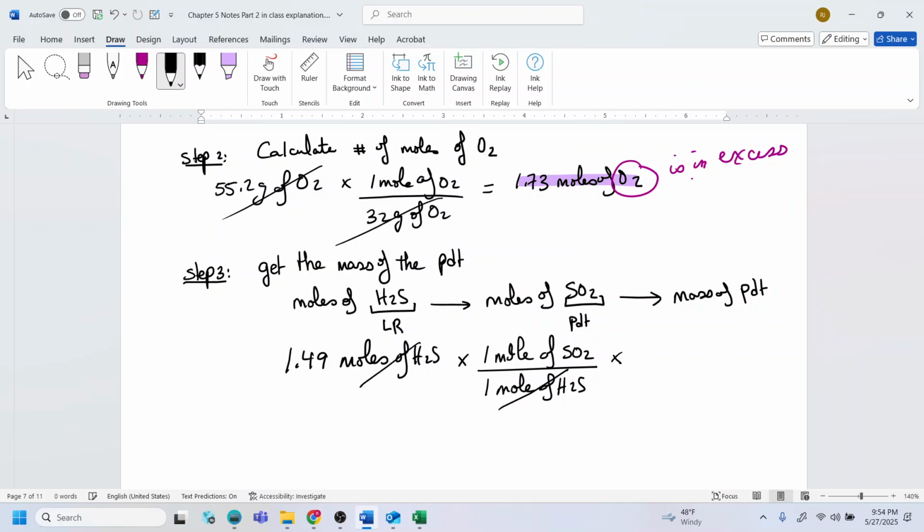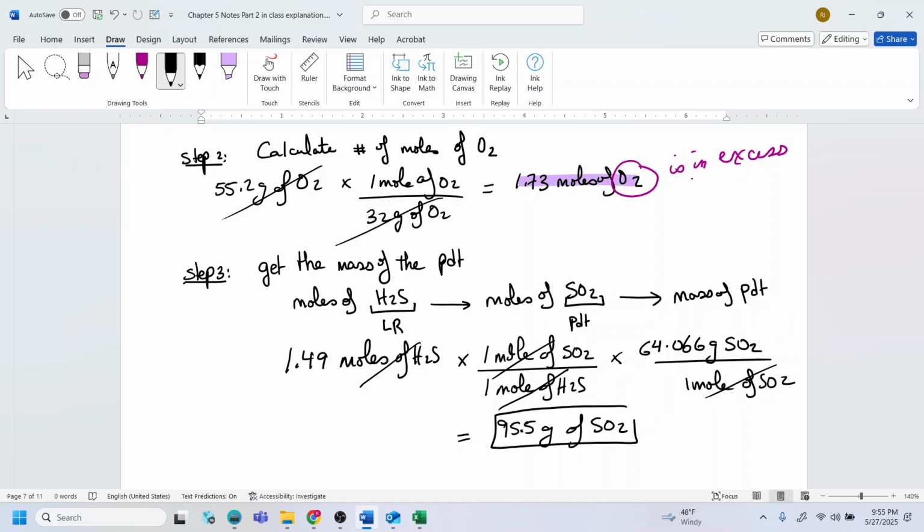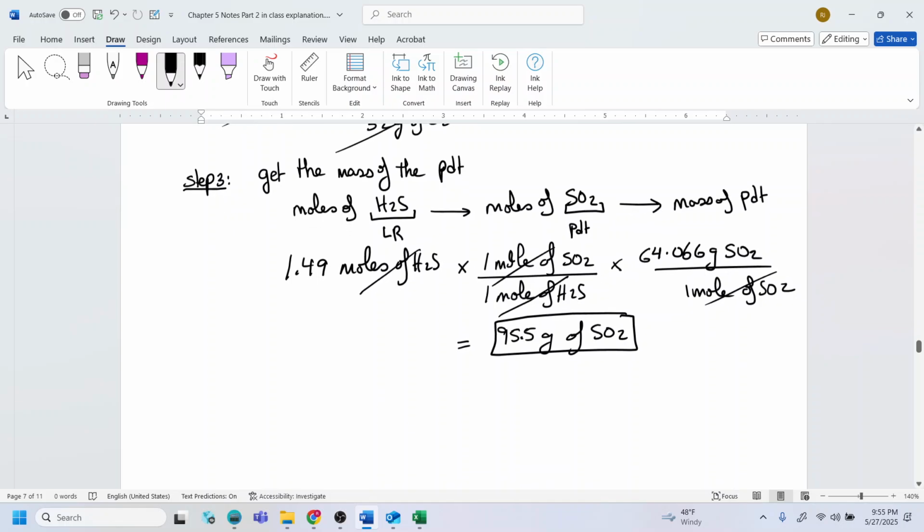Now I can change to the grams of SO2 by introducing the molecular weight of the product. This is going to be for every 1 mole of SO2. And this way I would go ahead and get the mass of the product that is formed. This is 95.5 grams of SO2, and this is the mass of the product. There's another name for it. We call it the theoretical mass of the product.